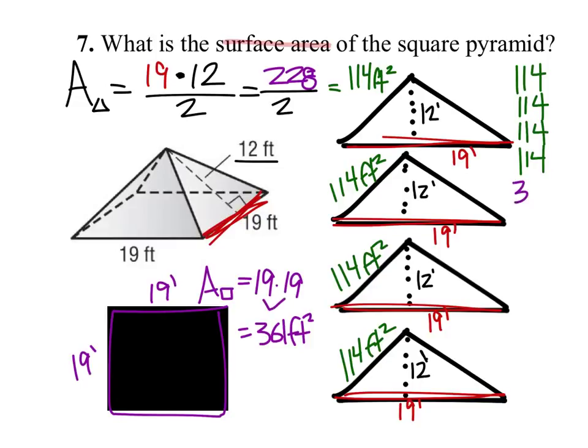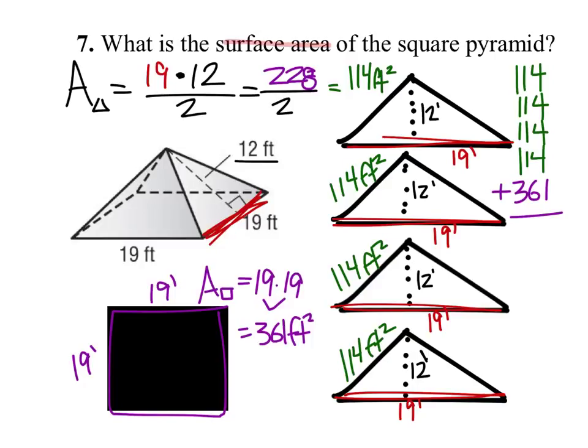So I'm going to take those 114s and add another 361. This will tell me the full surface area of all 5 faces or surfaces of this pyramid. And we can see that we have 5 faces. 1, 2, 3, 4, 5. Just to acknowledge that there are 5.